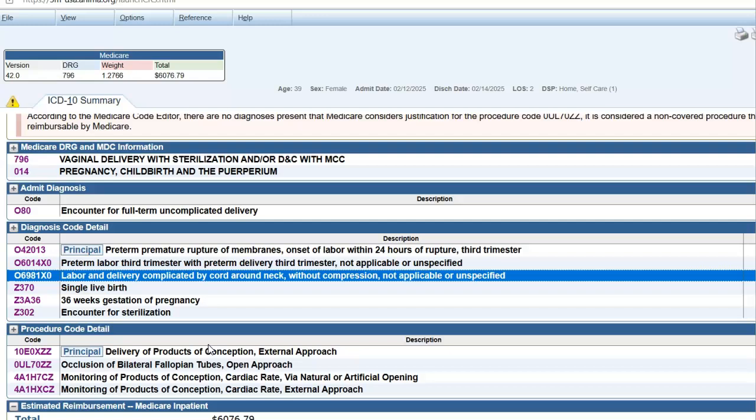And then if we come down to the procedures, we have the normal delivery procedure, which is the 10E0XCZ. And she desired that sterilization, so they did that tubal ligation, which is the 0UL70ZZ. And then we have our 2 FA1 fetal heart monitoring codes, right? One was on the scalp, one was on the abdomen. Okay, I hope this is helpful.